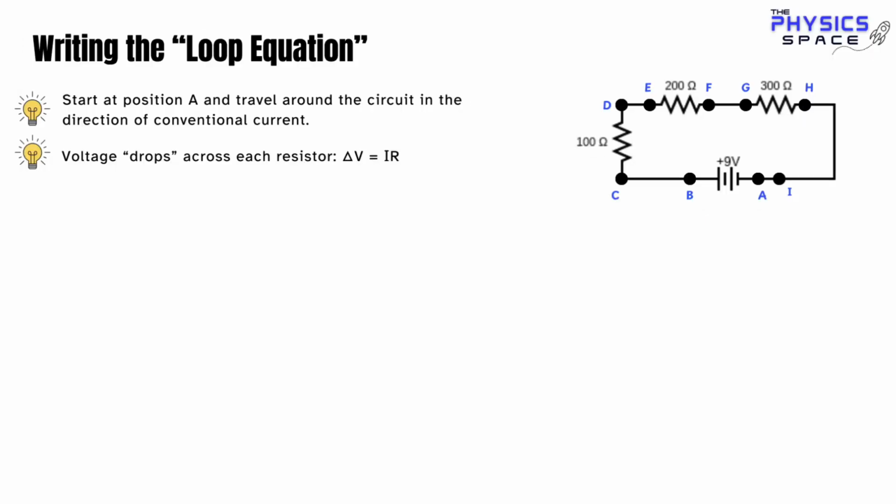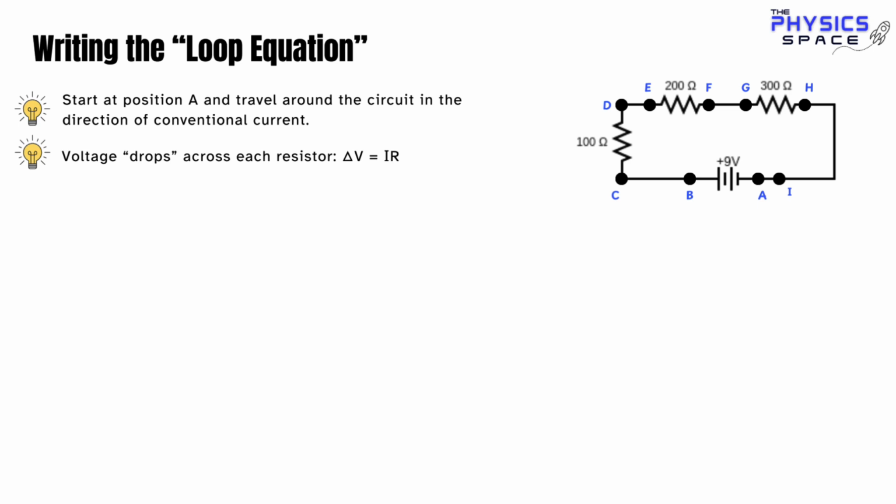So using the same circuit here, we're going to write out a loop equation that matches up with that graph that we saw on the previous slide. If we start at point A and we travel around, we're going to ignore the sections where we just have wire, like from B to C, D to E, F to G, and H to I, because we don't have resistance there. But wherever we have a resistor, we're going to have a voltage drop, and wherever we see a battery, we're going to have a voltage gain.